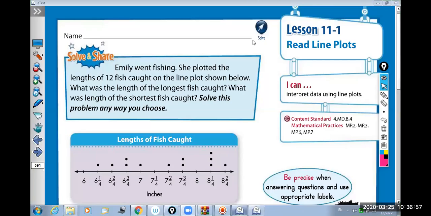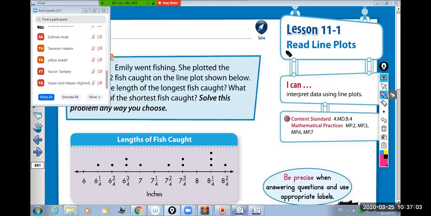We have lesson 11.1. It's talking about how to read the line plot. Teacher, may you give us the meaning of the line plot? I will tell you now.